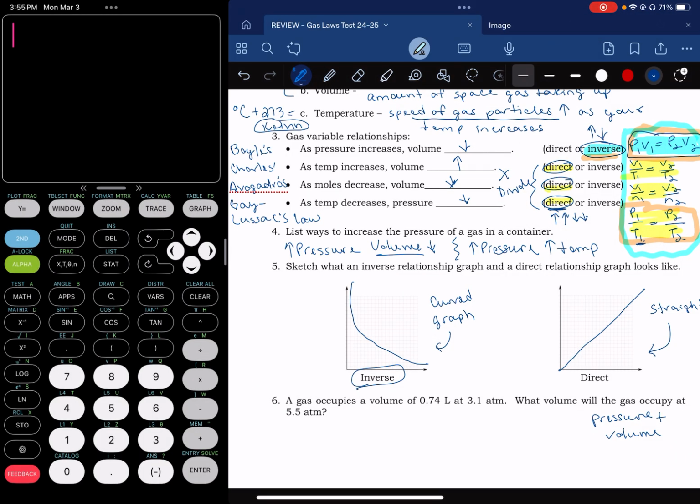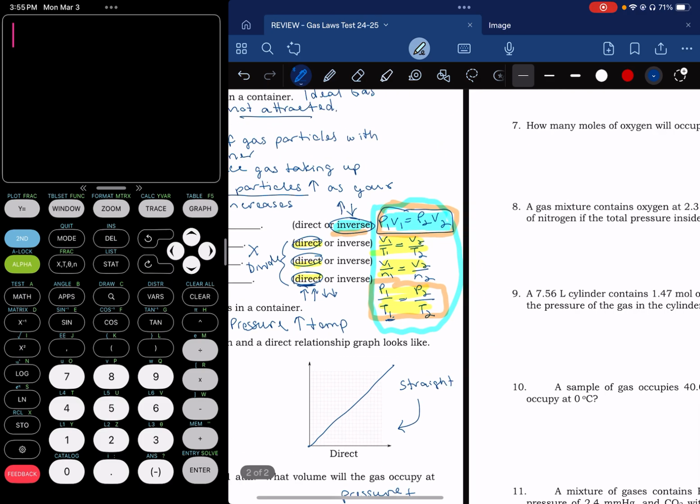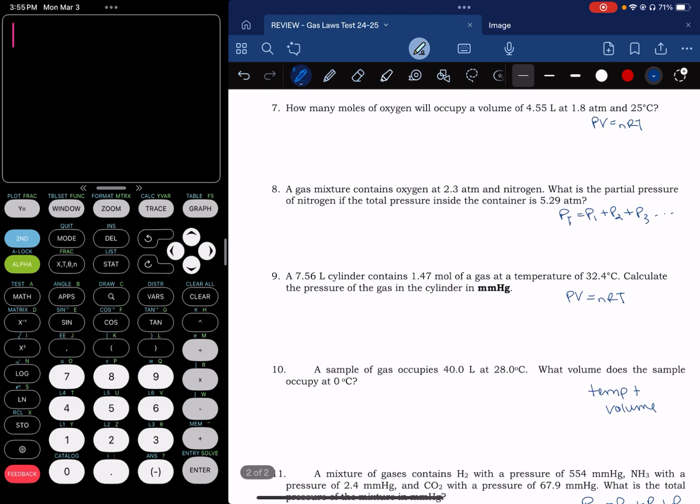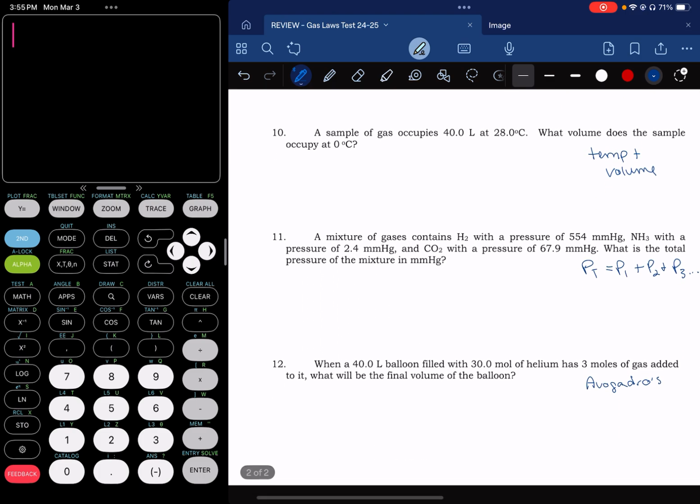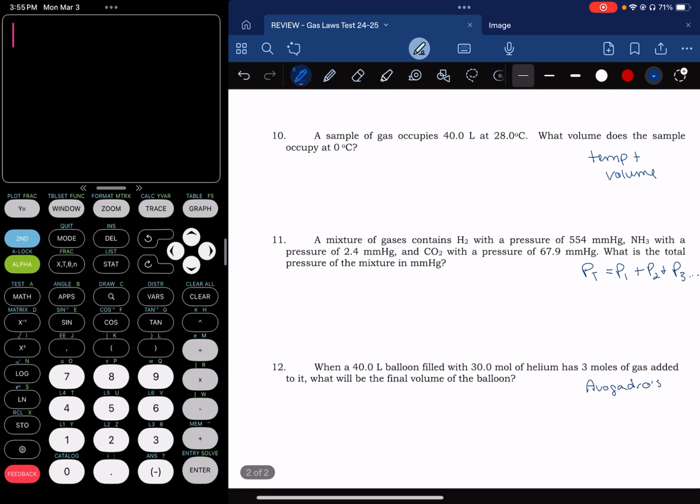All right, so now we're going to start with our calculations. We are going to take a look at the problems that involve direct relationships first. This is part two, looking at direct relationships. When I'm talking about direct relationships, I'm talking about the problems where we have V1 over T1 equals V2 over T2, or something like Charles's law, Gay-Lussac's law, and Avogadro's law. Really on your review, there are only two of them.